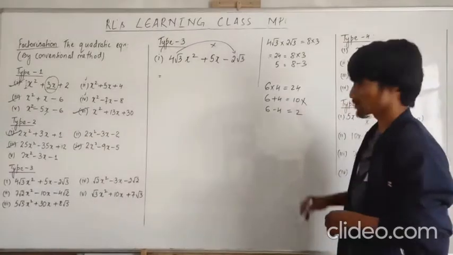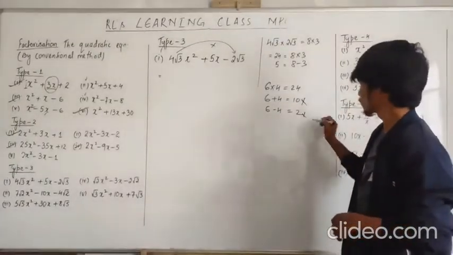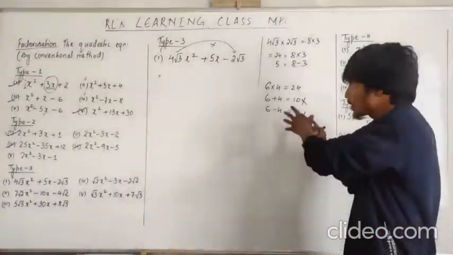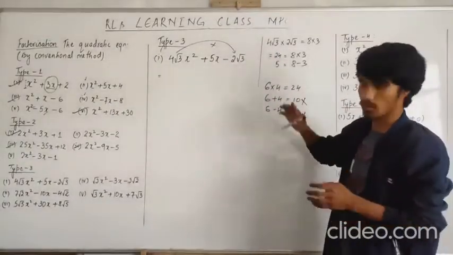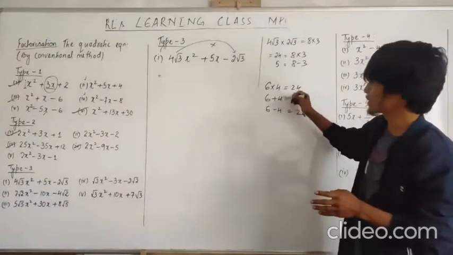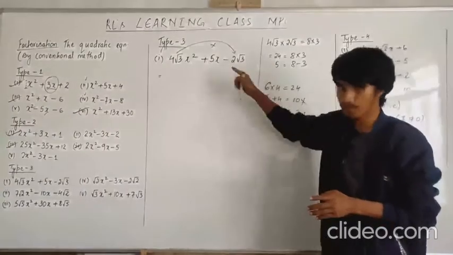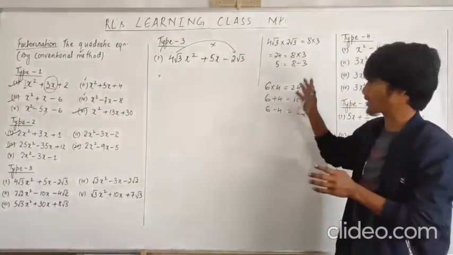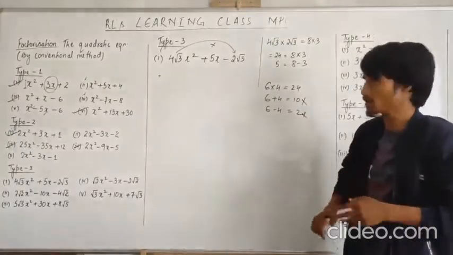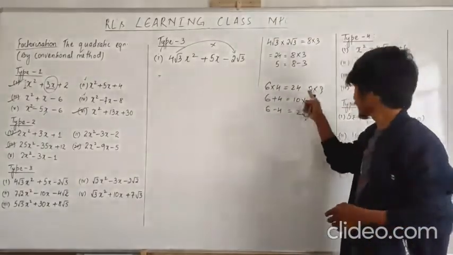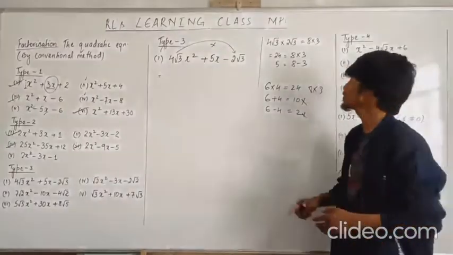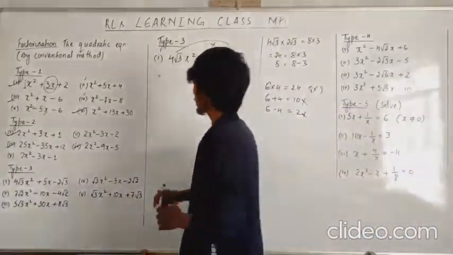Then here we got 10, wrong. Here we got 2, wrong. Not wrong, but wrong in this particular question. 6 into 4 we got 24, correct. But when we add, we got 10. We don't get 5. When we subtract, we got 2. We don't get 5. Then we have to find another number, because 8 into 3 we got 24, then 8 minus 3 is 5. Then we use this 8 and 3.